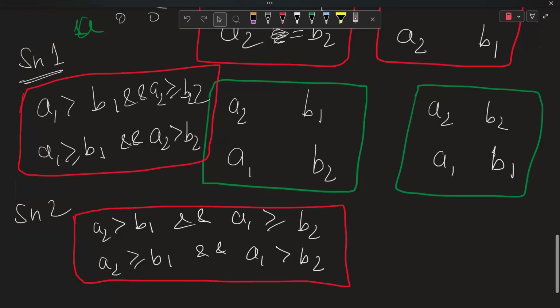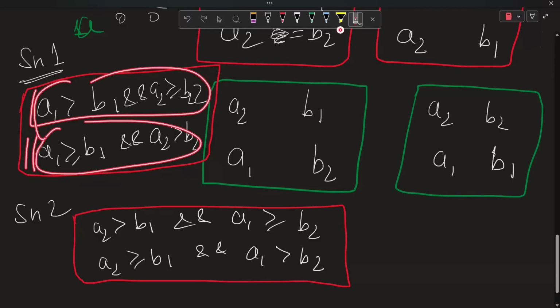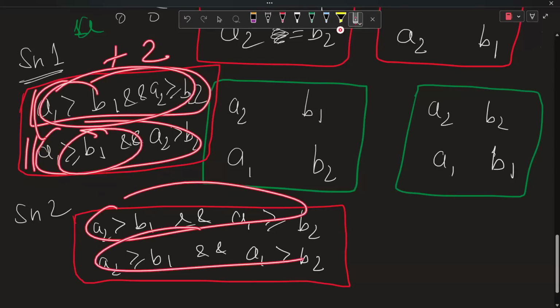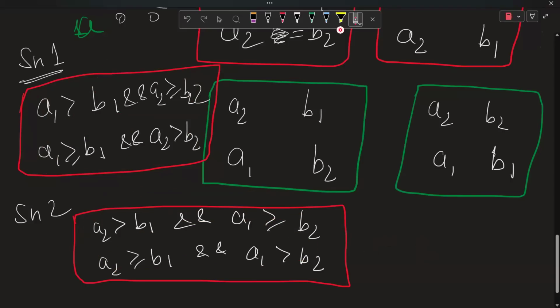Okay, did you get what I'm trying to tell? Okay, so what we need to do is check for this condition: either this is satisfied or this is satisfied. If any one of these is satisfied, add a +2 to the answer. Whatever we get, just print that.